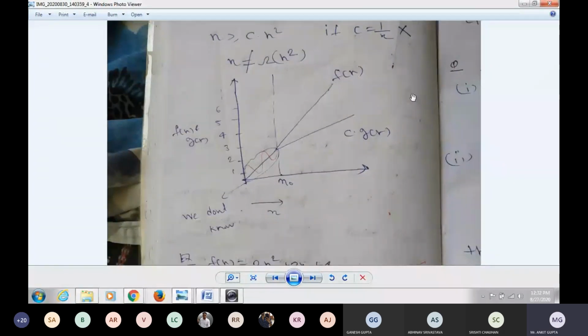So I can plot the graph with a y-axis and x-axis. In the y-axis, I will take f(n) and g(n). In the x-axis, I will take n. Before that n naught, we don't know anything; whether f(n) is greater or g(n) is greater, I don't know. But if I get the value of n naught, then clearly I can say that f(n) will always be greater than or equal to g(n). So f(n) is above g(n). Are you getting it?